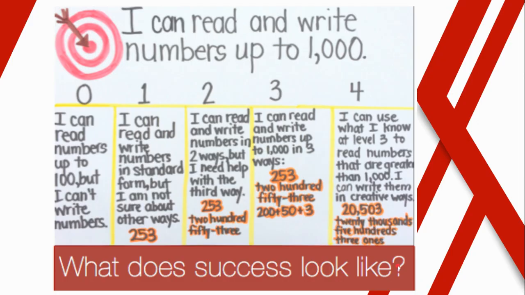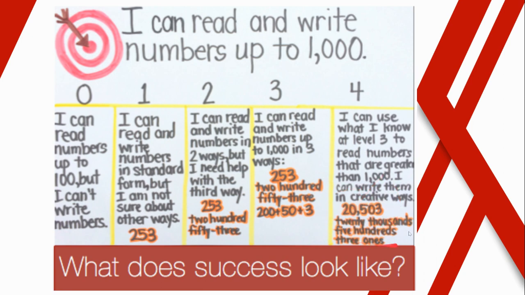This is an example of a rubric, again, that a teacher created and put on an anchor chart. I can read and write numbers up to 1,000. And so to score a standard score is 3. I can read and write numbers up to 1,000 in 3 different ways: the numeric form, the word form, and the extended form, right? But to go above and beyond the standard is a level 4. I can use what I know at a level 3 to read numbers that are greater than 1,000. I can write them in creative ways.